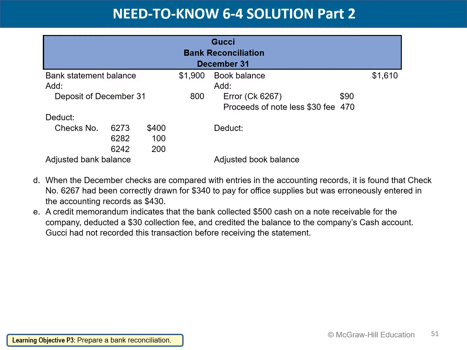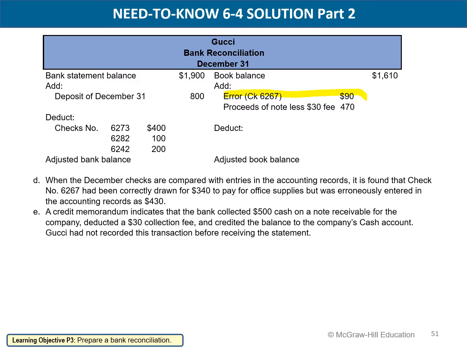They say that when the December checks are compared with the entries in the accounting records, it was found that check 6267 had been correctly drawn for $340 to pay for office supplies, but was erroneously entered as $430. So the difference between the two is $90. So that's this error right here. We need to add this to our accounting records.